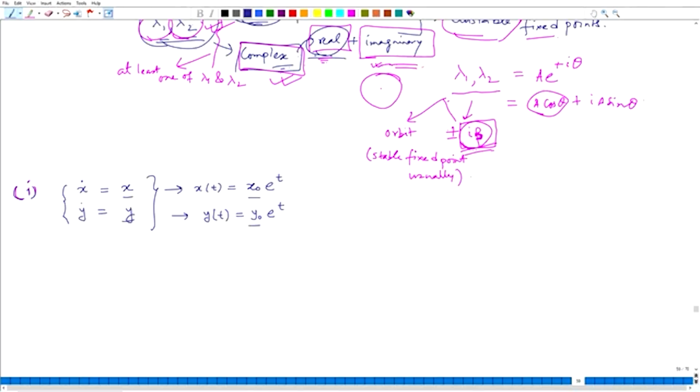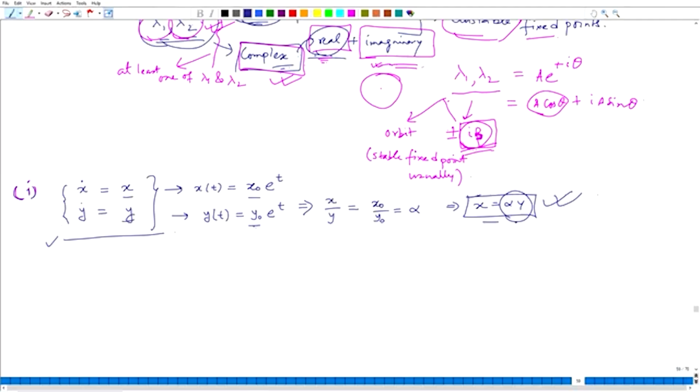X 0 and y 0 are the initial values of x and y respectively when t is equal to 0. Now, if I am giving you some constant values here, they need not be equal. So, if I ask what is x by y, that will be x 0 by y 0, a constant, let us say alpha. And so, I will have x is equal to alpha y. This is the equation of a straight line in the phase space. So, this type of equation will be represented by straight lines passing through the origin in the xy plane, which is the phase space for this system.